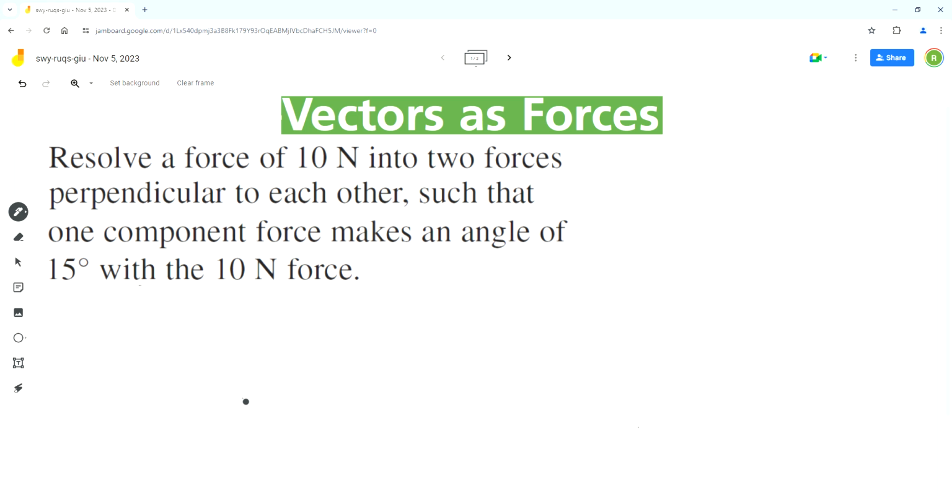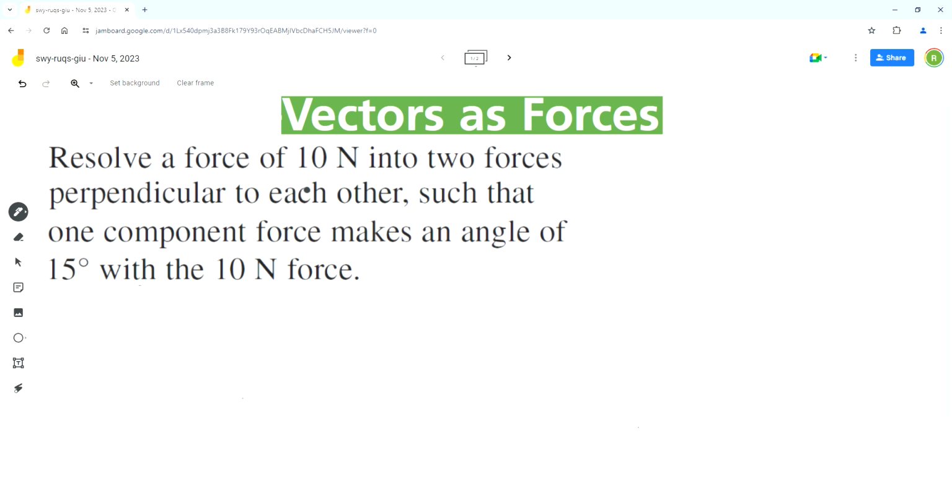So in this video, we'll solve this problem using the concepts of vectors as forces. As per the problem, resolve a force of 10 Newton into two forces perpendicular to each other such that one component force makes an angle of 15 degrees with the 10 Newton force.